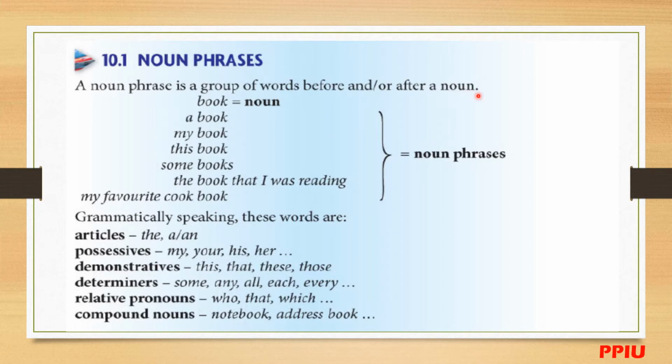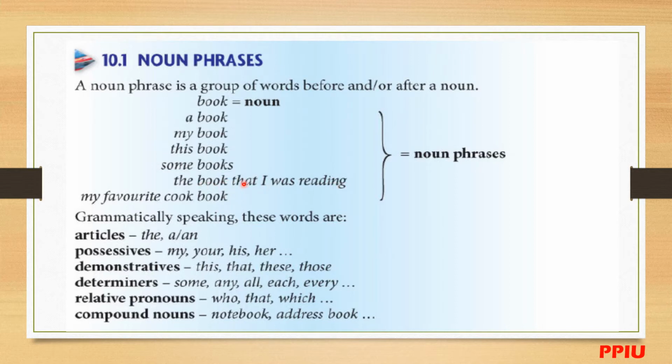It can stand before a noun or after a noun in here. For example, book is a noun. A book, books. Article plus books. This one we have got a noun phrase in here. My book, right? My book. This book. Some books. The book that I was reading.